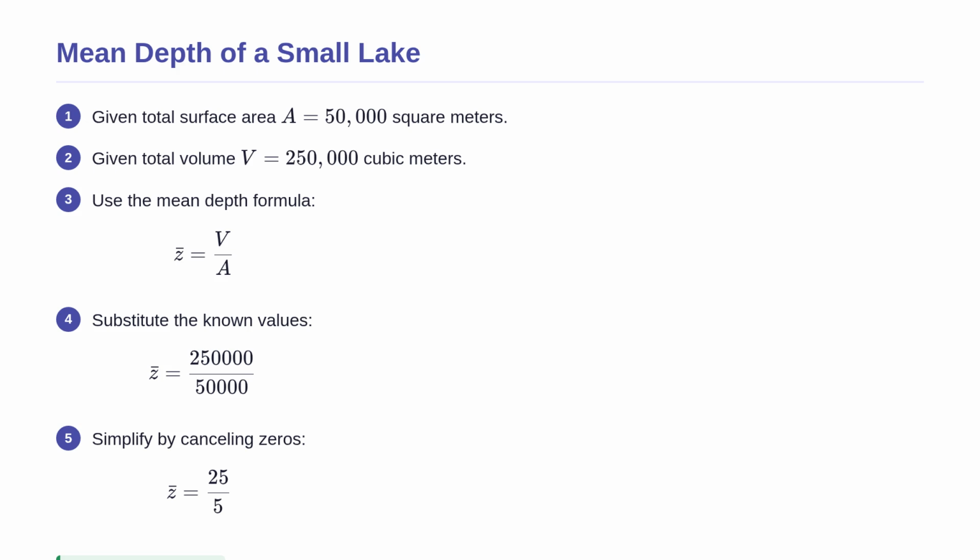We take our standard morphometric formula and substitute the volume into the numerator and the area into the denominator. By canceling out the 4 zeros on top and bottom, we are left with a simple division of 25 by 5. The final answer is exactly 5 meters. Because 5 meters is relatively shallow, this tells us the lake is likely highly productive and will support a robust population of fish.